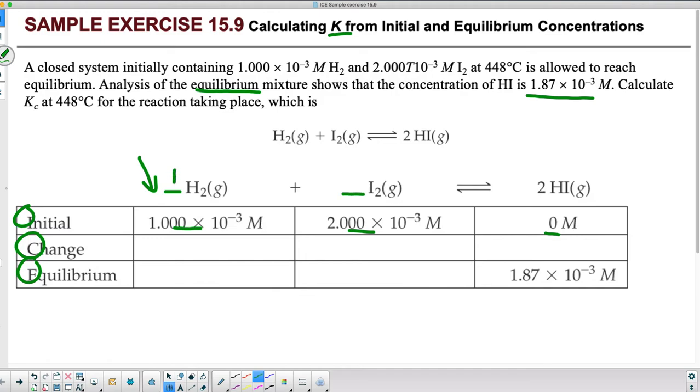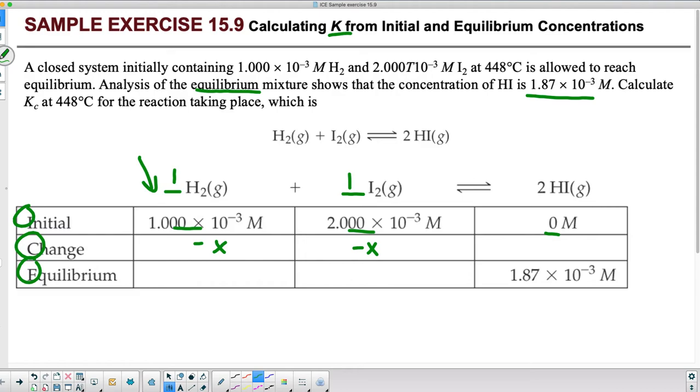You guys know that the coefficient in front of H2 and the coefficient in front of I2 are both ones for it to be balanced. That means that I'm going to subtract some amount from H2, and I'm going to subtract exactly the same amount from I2 because they are equivalent mole-wise. It's a 1-to-1 ratio between the two reactants, which means that I have a minus x and a minus x. So mole-wise, it's going to be the same amount subtracted.